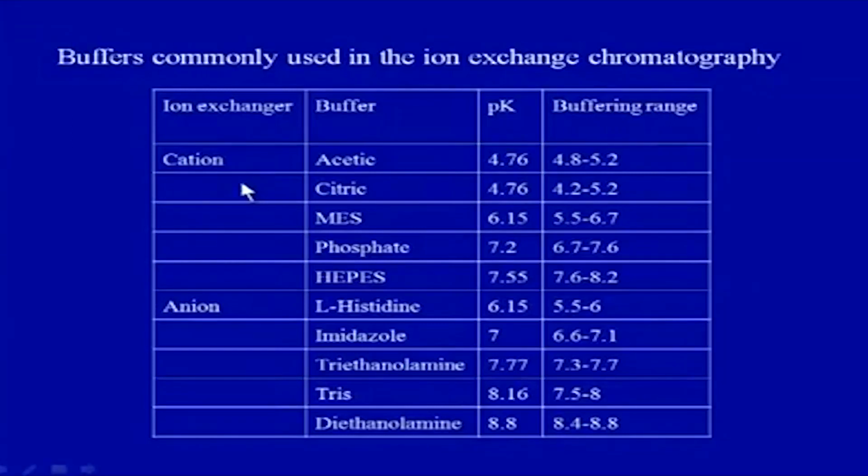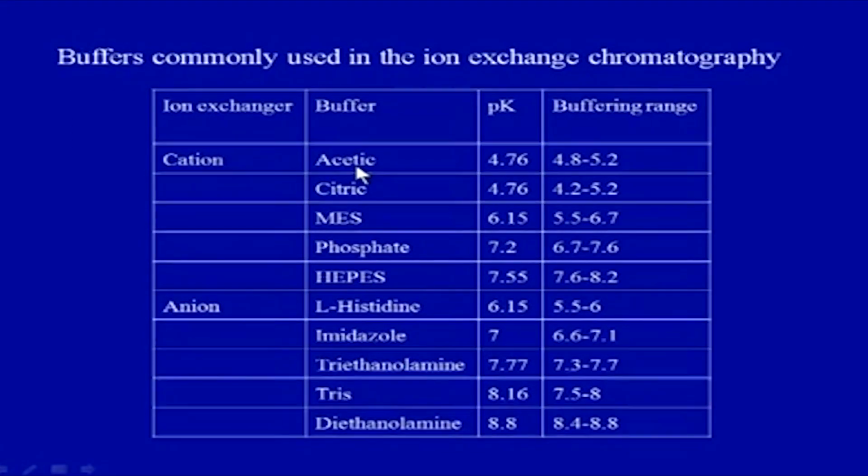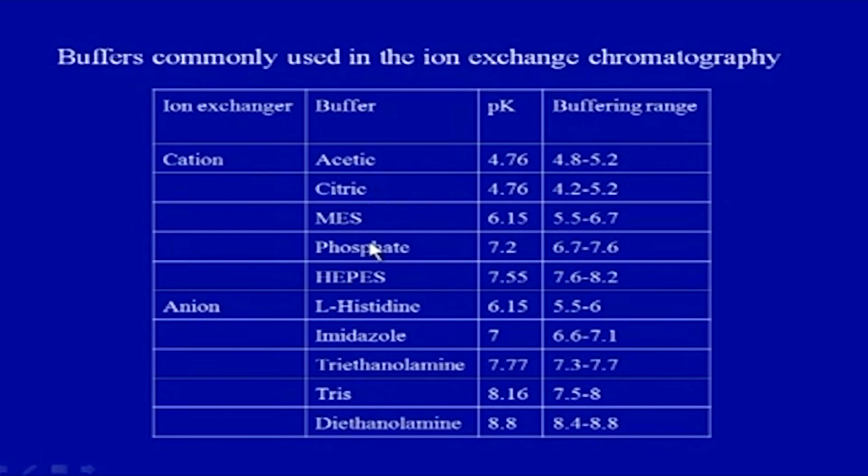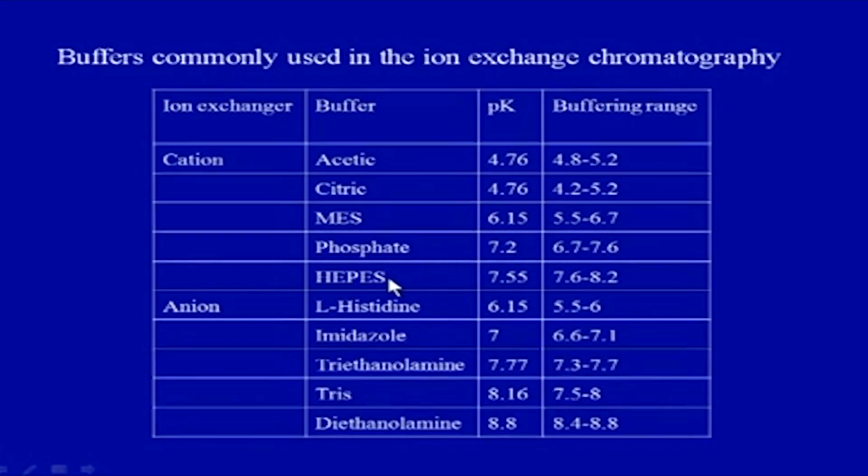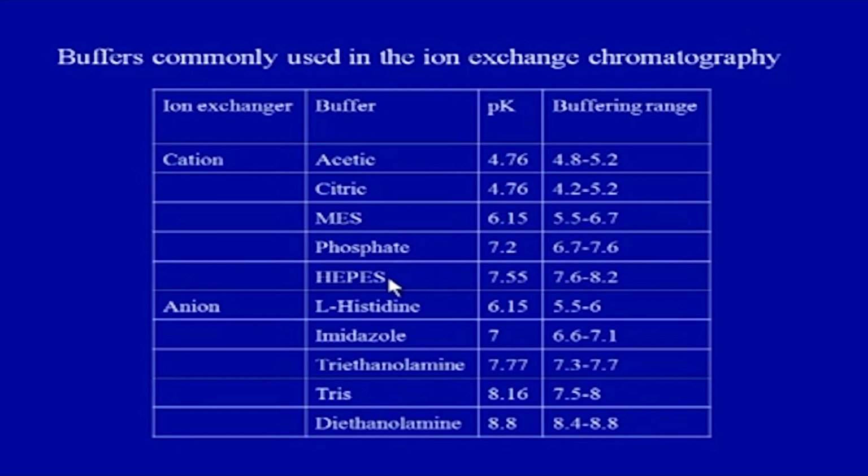The commonly used buffers, this table gives you some commonly used buffers with cation and anion exchange chromatographies. For example, with cation exchange you can see acetic, citric, MES, phosphate, HEPES buffers are used, while with anion exchangers you can see histidine, imidazole, triethanolamine, Tris, and all these buffers are used. So, you have to worry about which kind of buffer will not interfere with the particular type of exchanger being used.